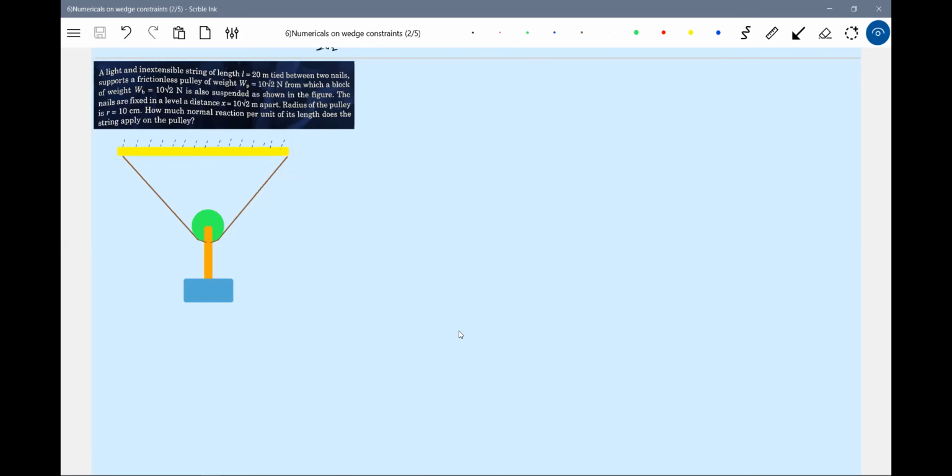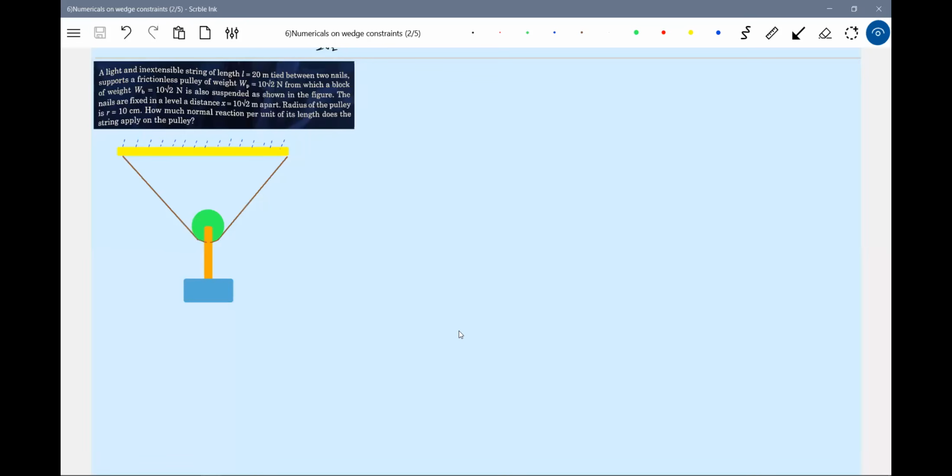A very beautiful question. He's asking, there is a pulley, a frictionless pulley, and there is a weight of the pulley and the length of the thread is given. This is the length of the thread. The pulley is suspended by a weightless rod, and here's the block. He is asking for the force exerted by the pulley on the string, this force per unit length, the last part. How much normal reaction per unit of its length does the string apply on the pulley? Force exerted by the string on the pulley.